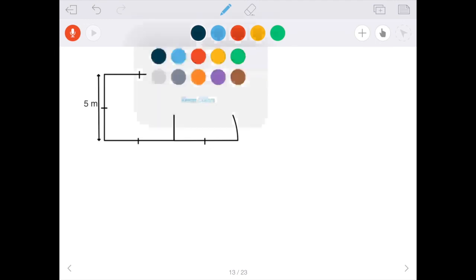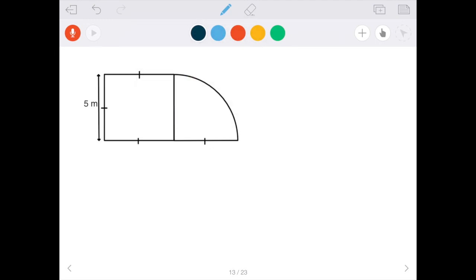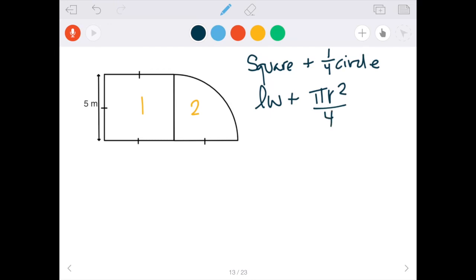Okay, so this one we definitely have 2 shapes. Shape 1, I have a square, and shape 2, I have a quarter circle. Remember, if this circle was drawn all the way, it would look like this, and this is a quarter of it, okay? So we're going to make sure that we have a quarter circle. And we're going to add these 2 together. So it's going to be square plus quarter circle.